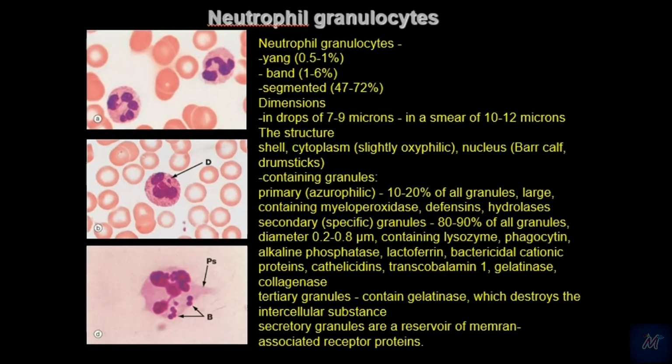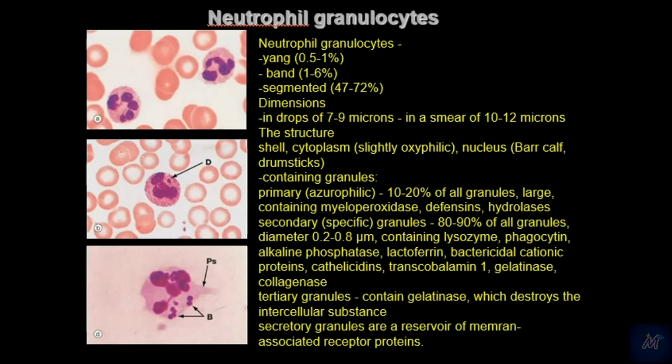Let's start with neutrophils. Neutrophils are granulocytes and constitute about 65 to 75% of leukocytes. They can be classified depending on the level of maturation. They are divided into young, band, and segmented. Young neutrophils have kidney-shaped nuclei and constitute about 0.5 to 1% of neutrophils. Next, band neutrophils constitute about 1 to 6%.